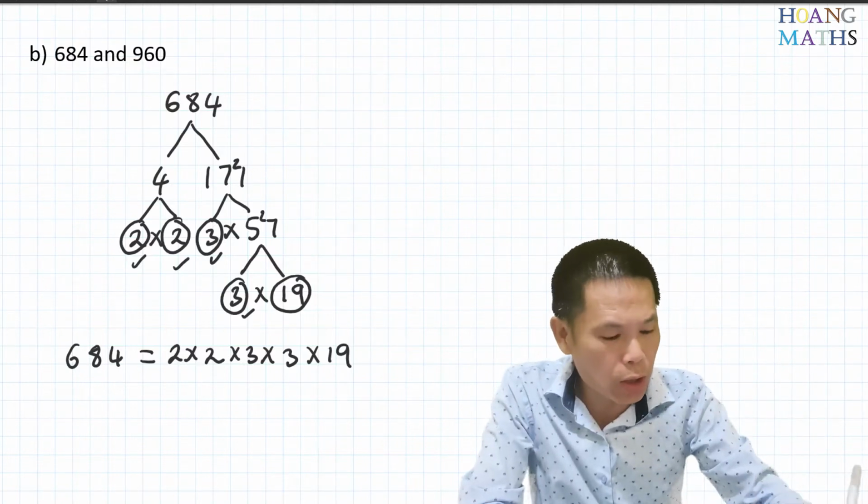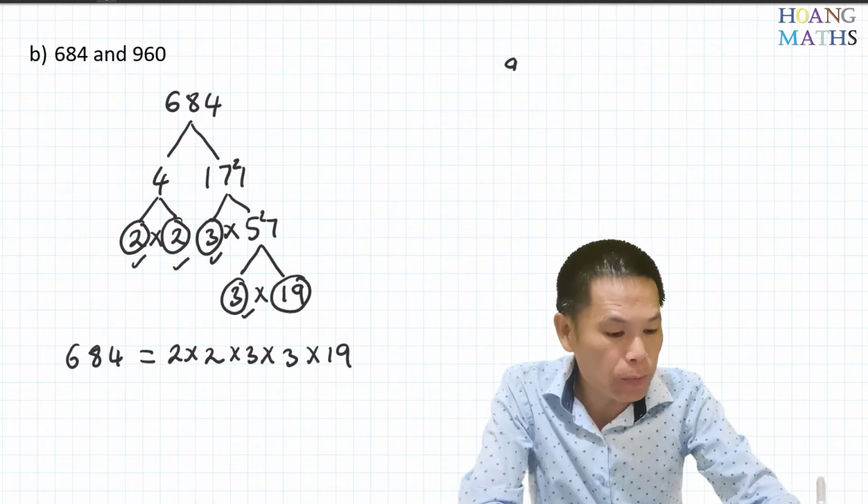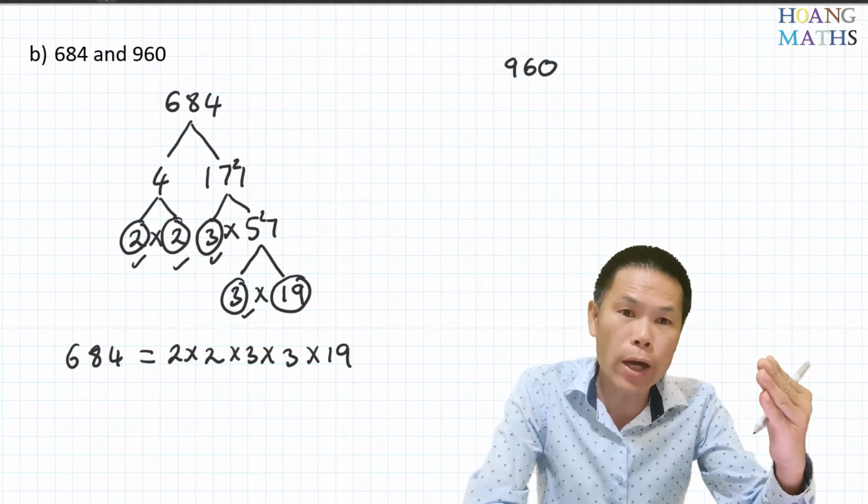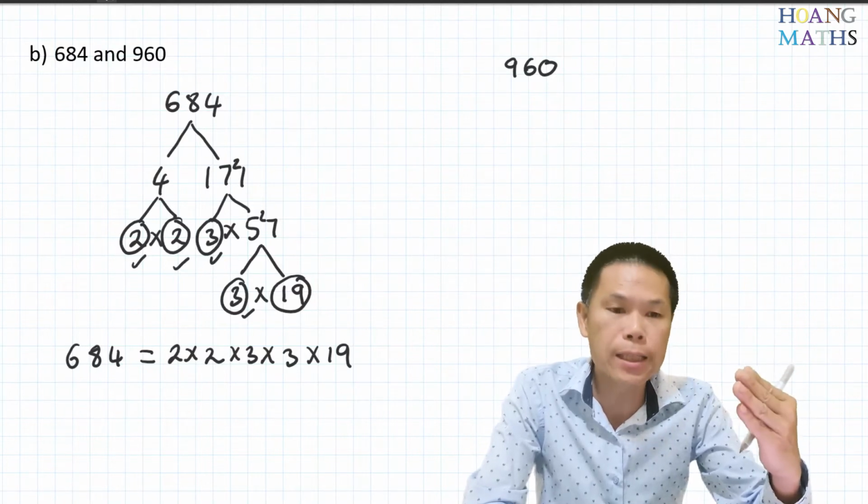So now we're going to go for 960. For 960, the easiest way is 10 times 96.